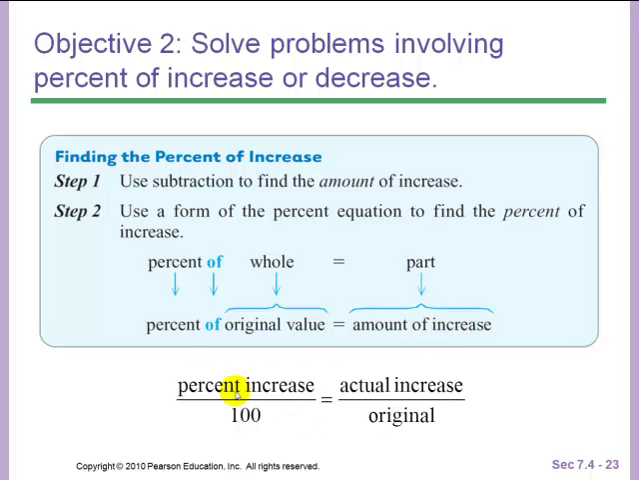In the proportion, you're going to have percent increase over 100 equals the actual increase over the original value. The other big key thing is that you're comparing it to the original value. The problem will always give you two numbers, a starting or original value and a new value. The biggest mistake is that students compare the change to the new value, which will give you the wrong percent. So make sure you're comparing it to the original or starting value.